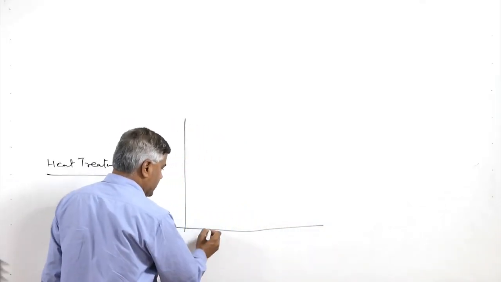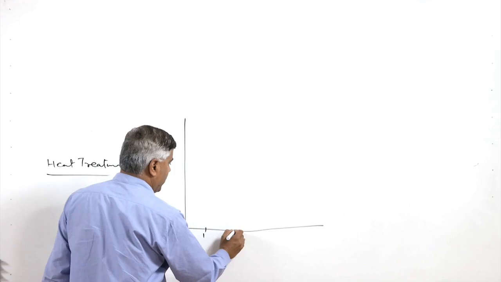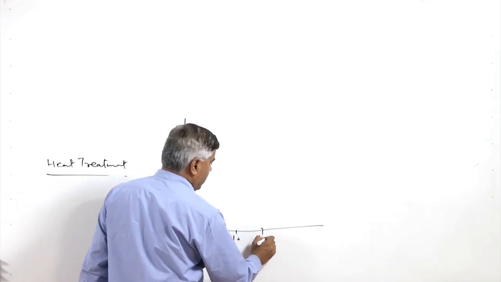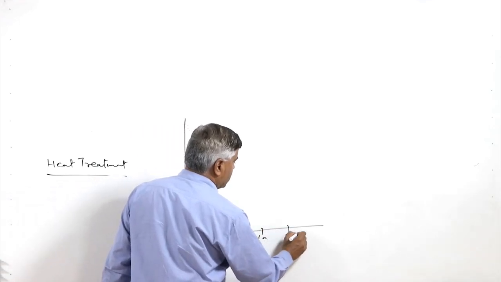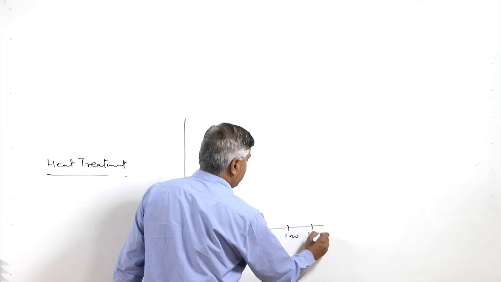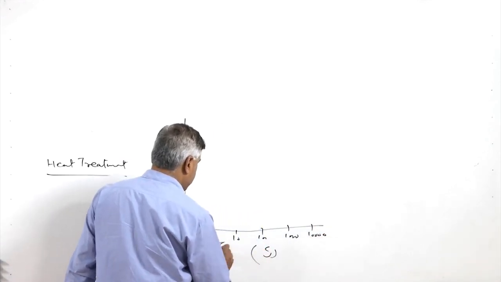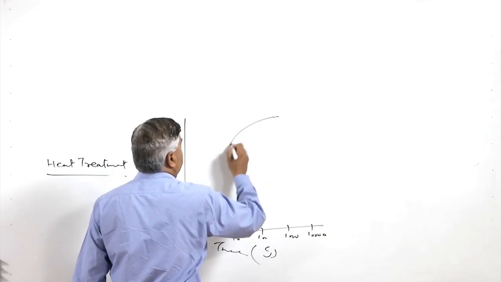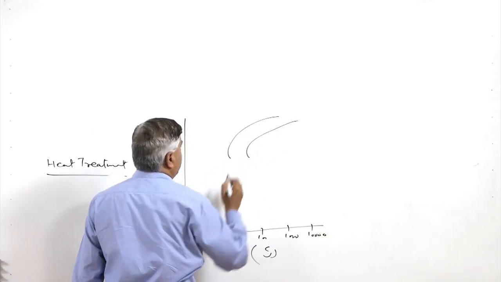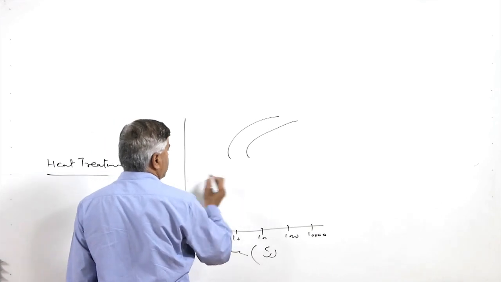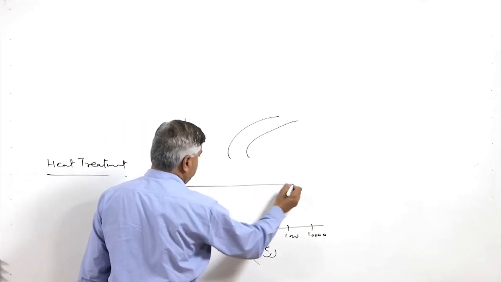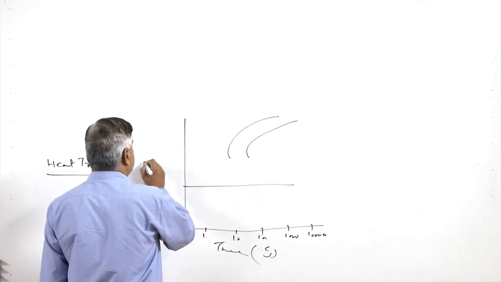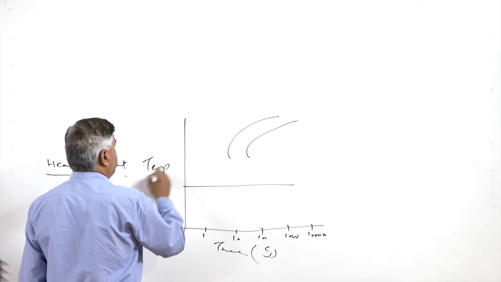That is what we can see here, with time on the x axis at 1, 10, 100, 1000 and 10,000 seconds. So, when continuous cooling is applied, what do we get? We get a nose. This is the portion of the CCT diagram, and this is the temperature.